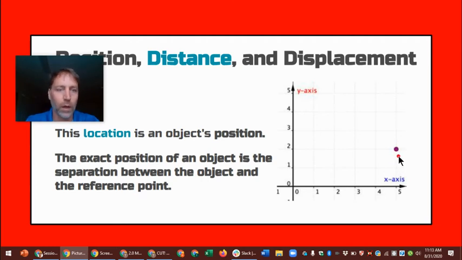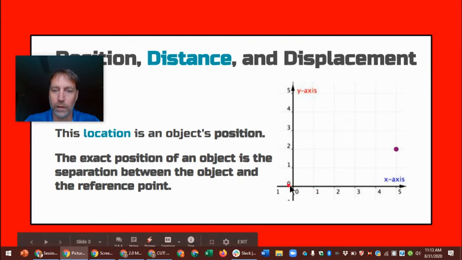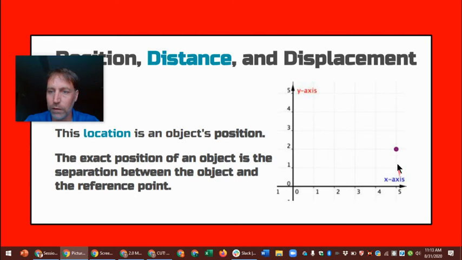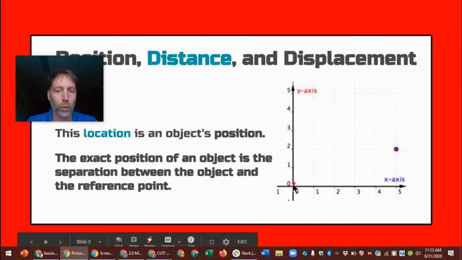So this exact position of this purple dot on this graph is at a particular position based on a reference point. Using our old math XY skills, this dot would be at 5, 2. It's on the x-axis at 5, and the coordinate for the y-axis is 2. So in math, you would go 5, 2, right? That is all based on the reference point of 0, 0, the origin, starting here.